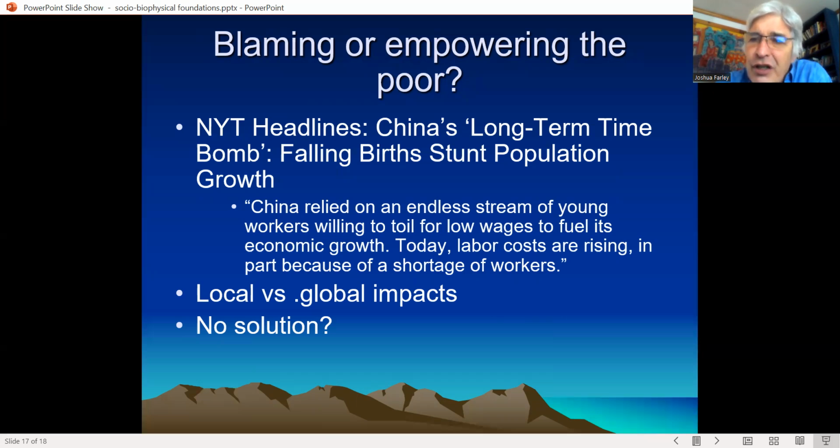So they're concerned that the population in China is falling. The new term of a demographic crisis is a falling population. And in the article, it says, China relied on an endless stream of young workers willing to toil for low wages to fuel its economic growth. Today, labor costs are rising, in part because of a shortage of workers. The article says this threatens China's economic model, which is based on paying miserable wages to exploited workers.